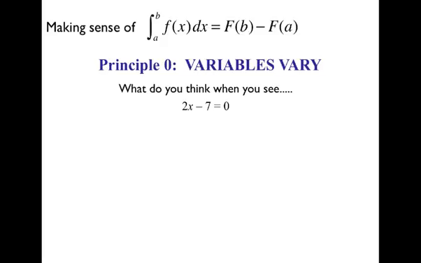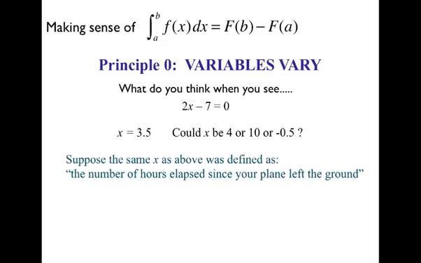Okay, so suppose that very same x is defined this way. Suppose that x that we were talking about is the number of hours elapsed since your plane left the ground. Number of hours gone by since your plane left the ground. What could x be? What values could x take on, more than one value? How many values could it take on? Lots and lots of values, right? It could take on 1/10 of an hour, 1/2 an hour, 2.1 hours, 3 hours, 4 hours, 4.7 hours. In fact, it could take on any real number.